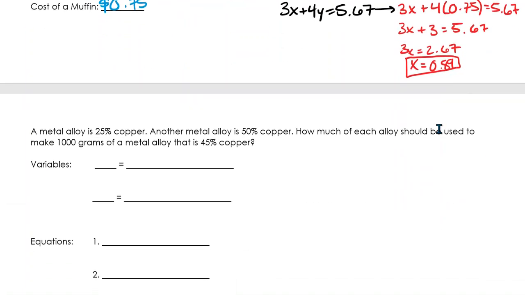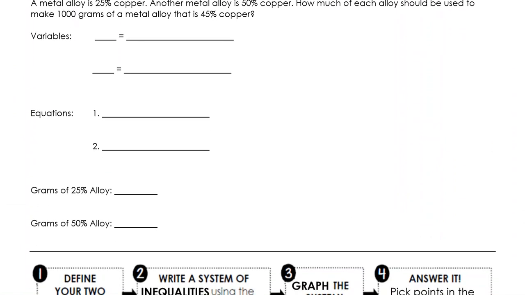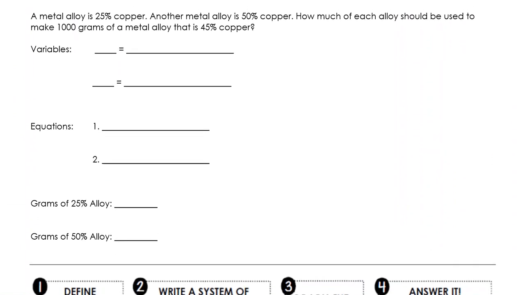All right, next up we have our mixture problem. And this is probably the trickiest of the systems applications that we look at. So here in this question, we have one metal alloy, a mixture of metals, that is 25% copper. So we mixed a whole bunch of stuff together and 25% of that is copper. Another metal alloy is 50% copper. So this one has a little bit more copper in it, 50%. And we're going to combine these alloys, and we want to know how much of each alloy should be used to make 1,000 grams total of an alloy that is 45% copper.